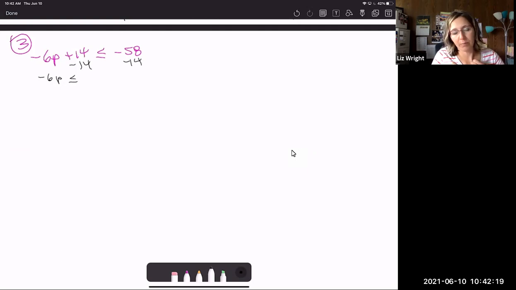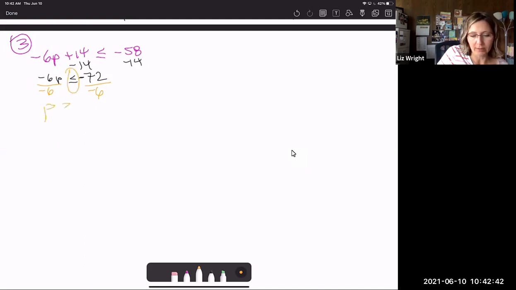So you're doing 58 plus 14, and that should be giving you 72. I'm sorry, that should be negative. Negative 72. Now you are dividing both sides by a negative 6. Math siren should be going off in your brain because we divided both sides by a negative. What do we need to do with our inequality sign? We need to flip it. So we're going to do p is greater than or equal to, and it should be 12. P is greater than or equal to 12. All right, let's check our critical value.